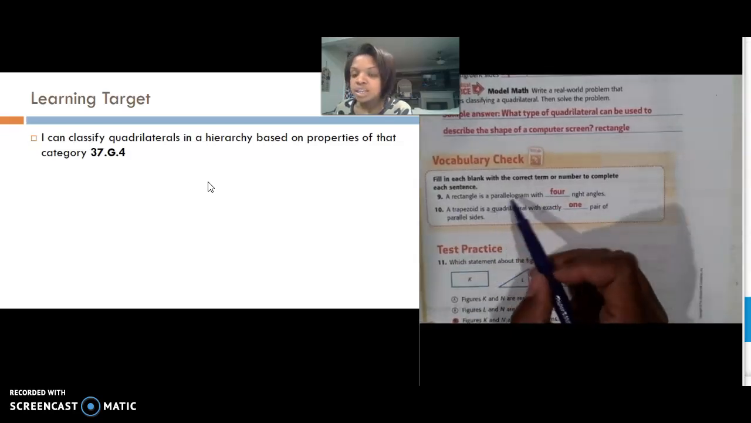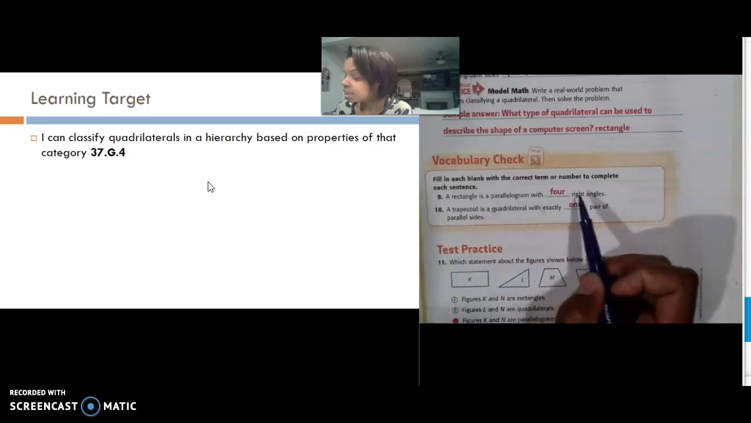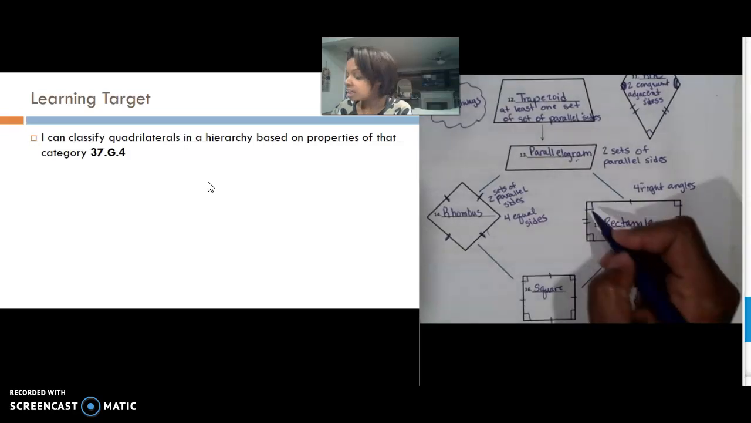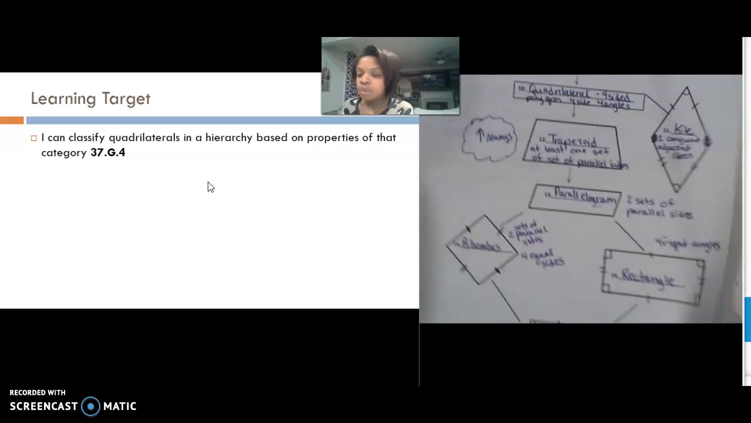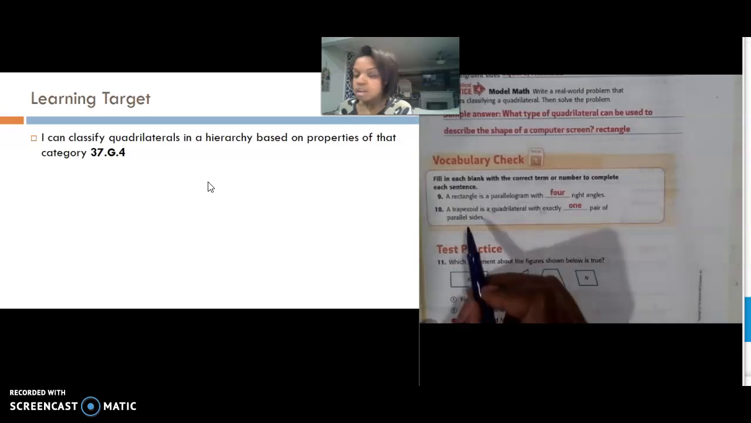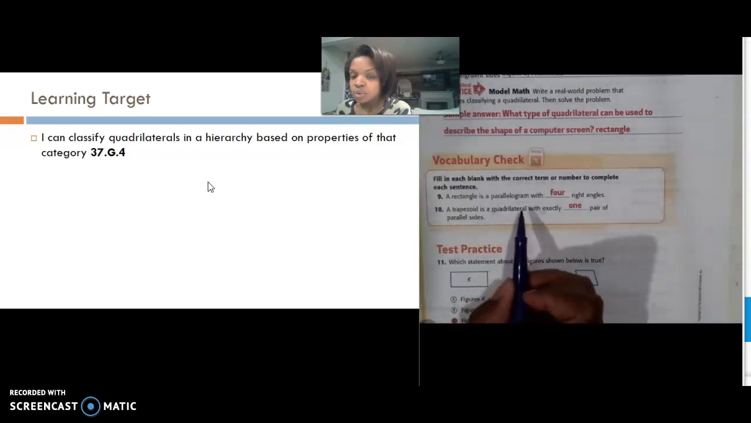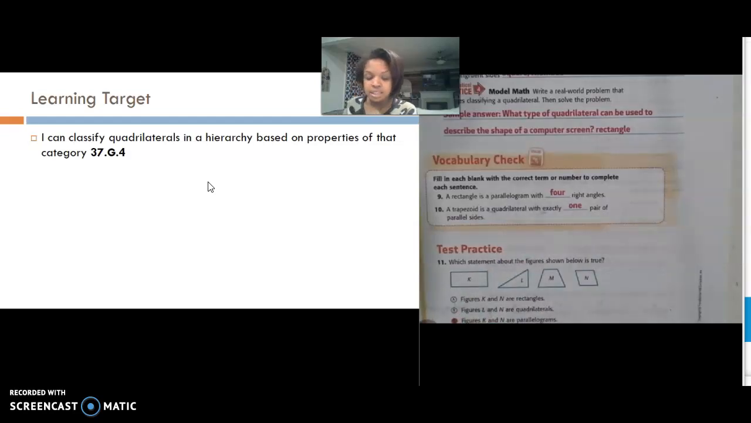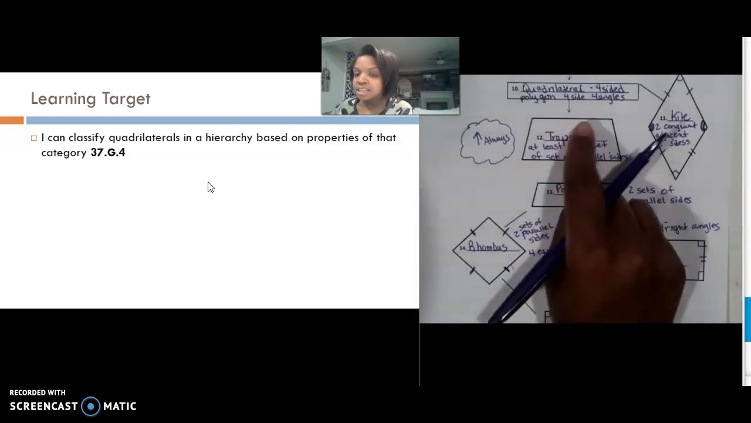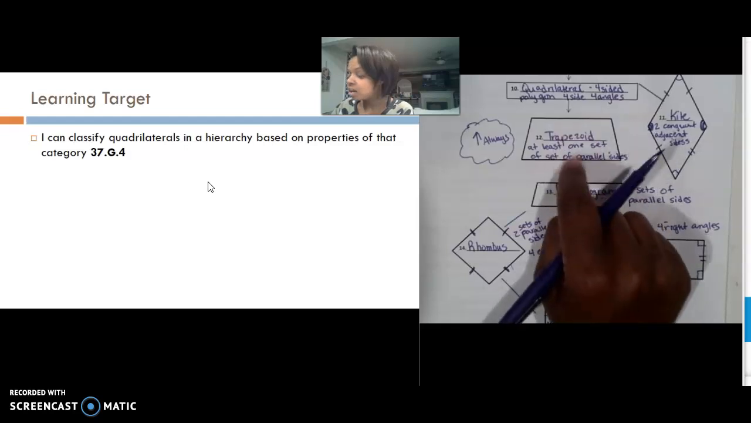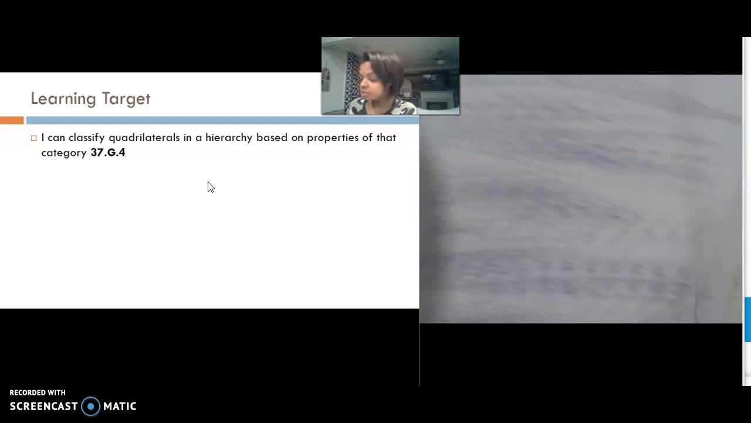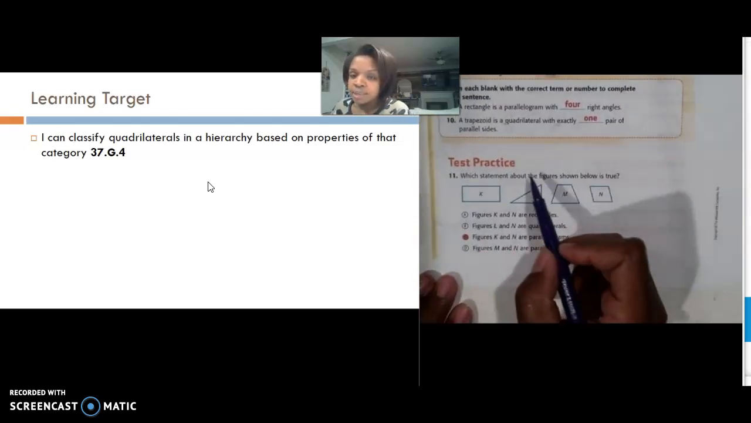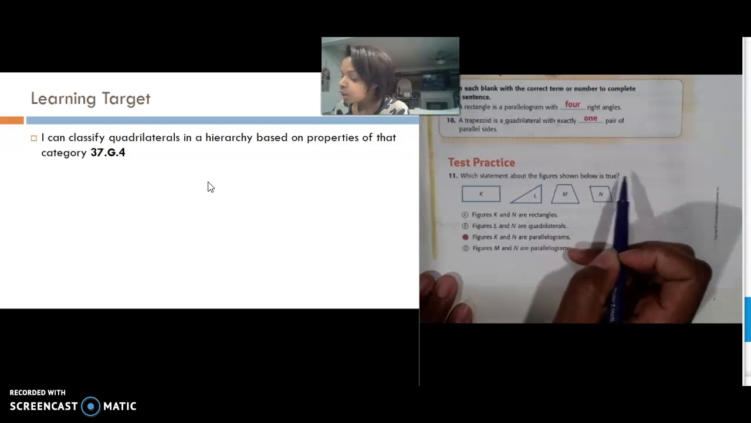All right, so fill in the blank with the correct term or number to complete each sentence. A rectangle is a parallelogram with 4 right angles. And you should know that because of our hierarchy, a rectangle has 4 right angles, okay? Number 10, a trapezoid is a quadrilateral with exactly 1 pair of parallel sides. And again, it has to have at least 1 set or 1 pair of parallel sides to be a trapezoid, okay?